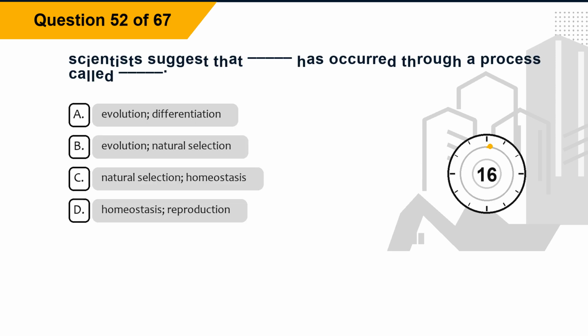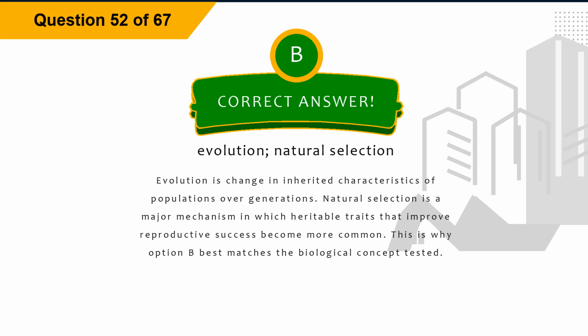Question 52. Scientists suggest that blank has occurred through a process called blank. Option A, evolution, differentiation. Option B, evolution, natural selection. Option C, natural selection, homeostasis. Option D, homeostasis, reproduction. The correct answer is option B, evolution, natural selection.